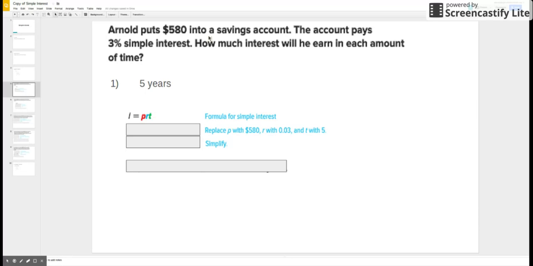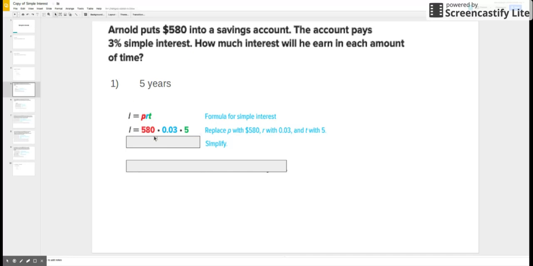So your principal is the amount of money that he starts with. In this case, he's putting it into a savings account, so he's putting it into a bank. So $580 would be his principal. The rate is 3%, but we're going to make that a decimal. So we're going to move the decimal point over 2 places to the left to make it 0.03. And T, which is time, is already given to us in years, which is 5.